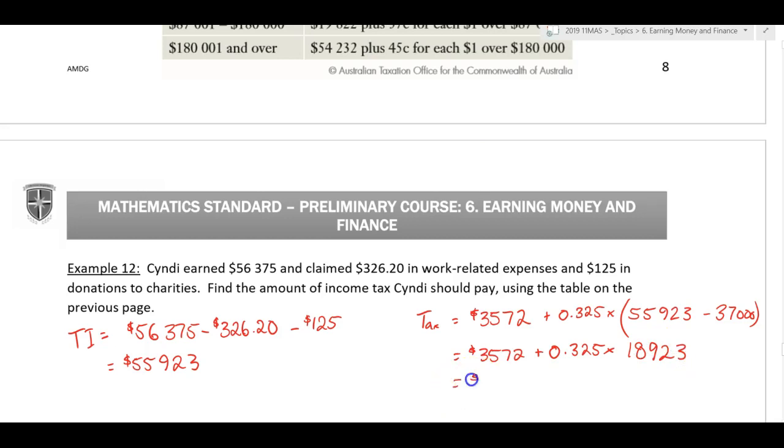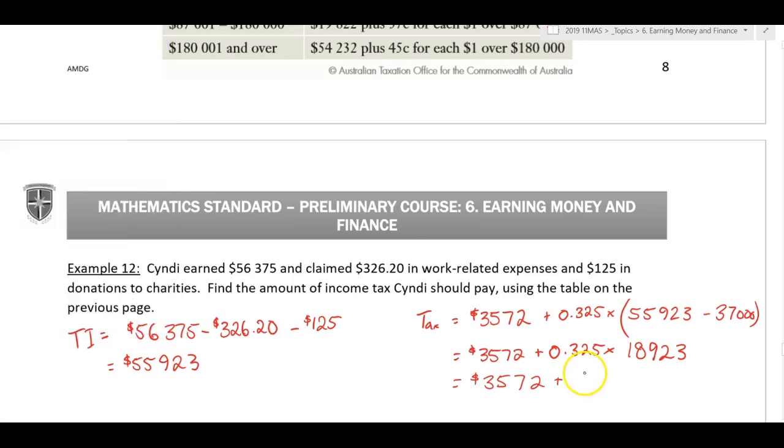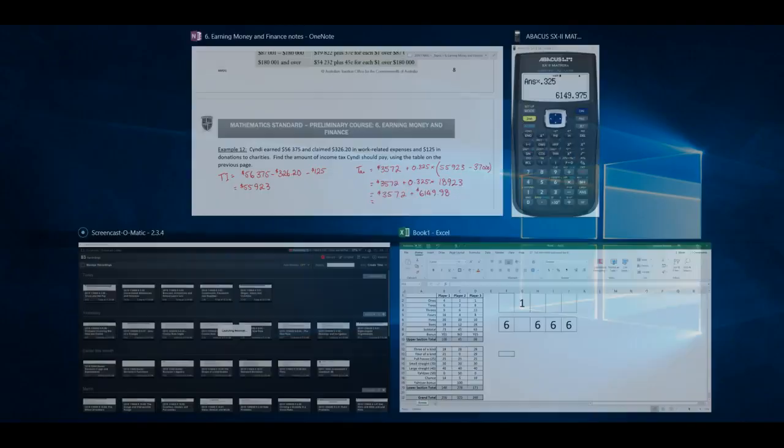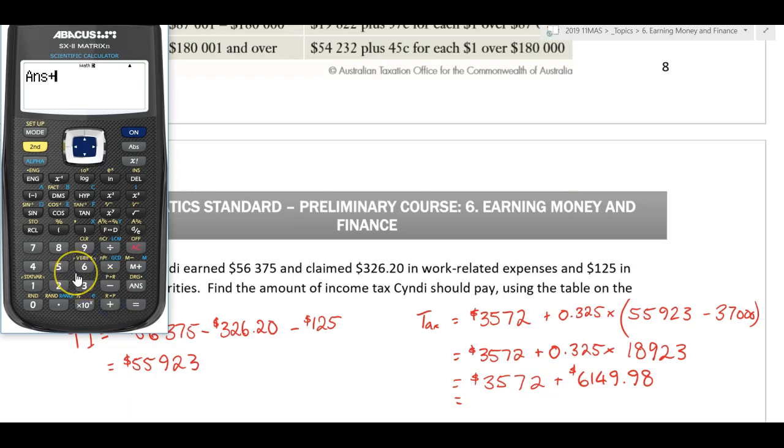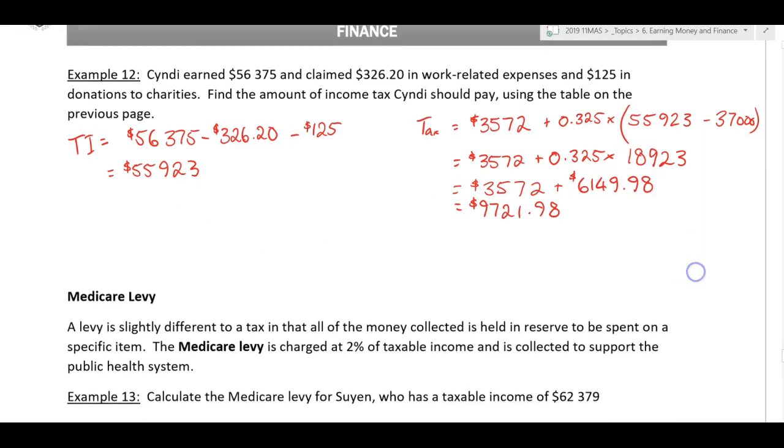Rightio. We're getting a bit closer here. You should always show some working. You might not have to show this much, but I just want to do this to explain how it goes. Now I take that amount and multiply it by 0.325, so that's the amount in dollars: 6,149.98. Rightio. And now I'll add those two numbers together, plus 3,572, and we get 9,721.98. That's how much income tax Cindy should pay on her taxable income.